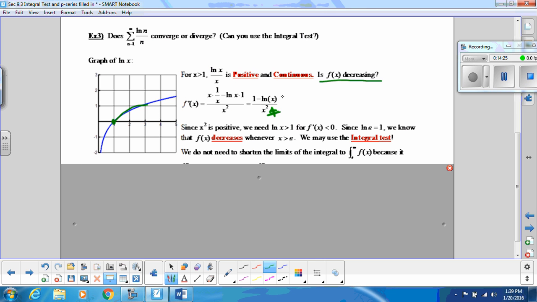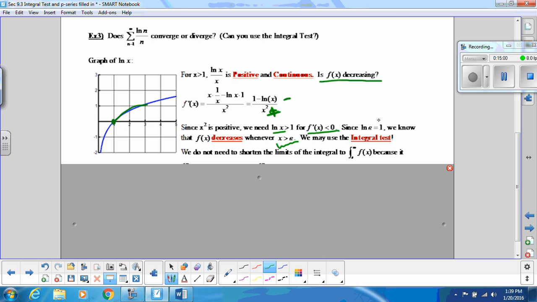So in order for the first derivative to be negative, we would need ln of x to be greater than 1, right? I need 1 minus something larger than 1 in order for that to be negative up here. Okay, so we know that ln of e is equal to 1. So if x was equal to e, then that would be equal to 0. And anything larger than e, so if x is larger than e, then we know this will be decreasing.